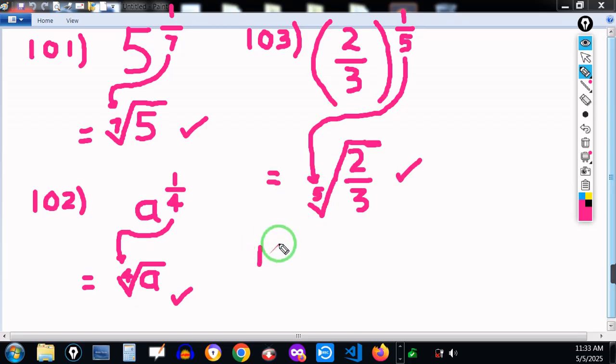Next one is 104, our question. What's the problem? They say express the following in the form A root B. So you better watch out. This time it is square root. Just now it cannot be square root because there's a 5 here. It's the fifth root, 100% confirmed.